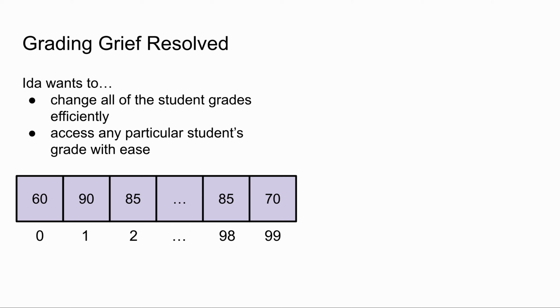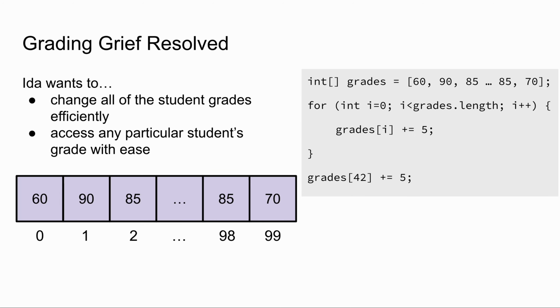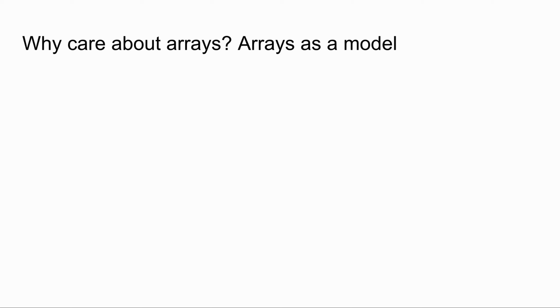Ida is so excited about arrays that she immediately writes this short Java program to add 5 points to each student's grade and an extra 5 points to student 42. We can see that with the power of arrays, Ida was able to turn hundreds of lines of code into just 5. So, why care about arrays?